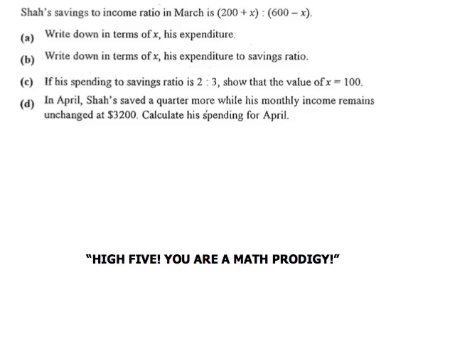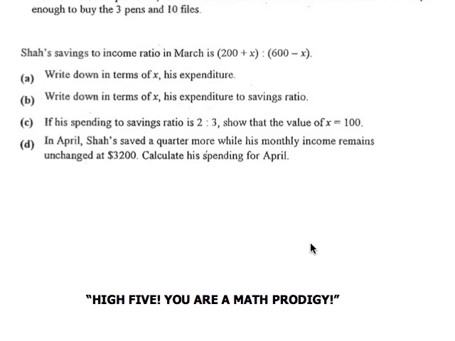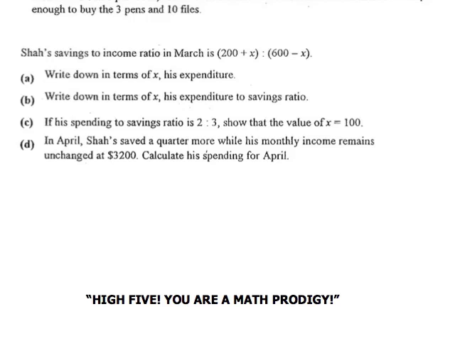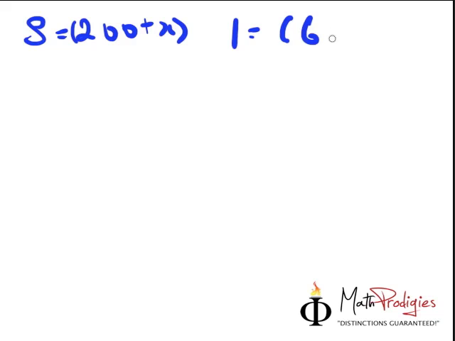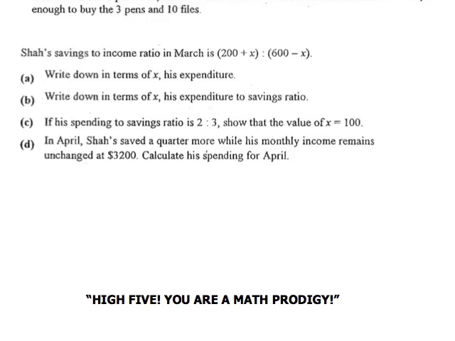It says, write down in terms of X, his expenditure. So Shah's savings is 200 plus X, and 600 minus X is his income. So let's take a look. Savings is 200 plus X, and income is equal to 600 minus X. And the question is asking you for part A, write down his expenditure.